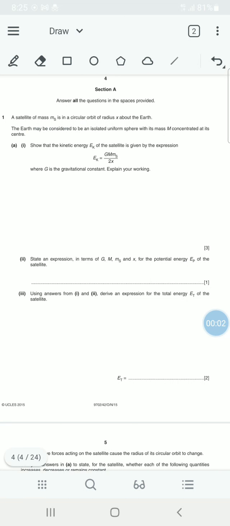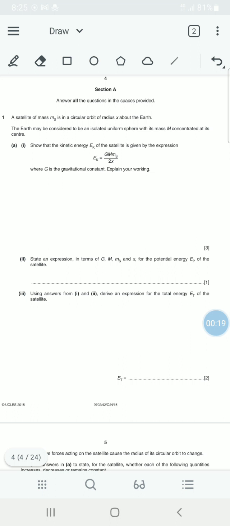October/November 2015, Physics, paper 42, question number 1A. 1A1: they're asking us to show that the kinetic energy of a satellite is given by this particular expression.